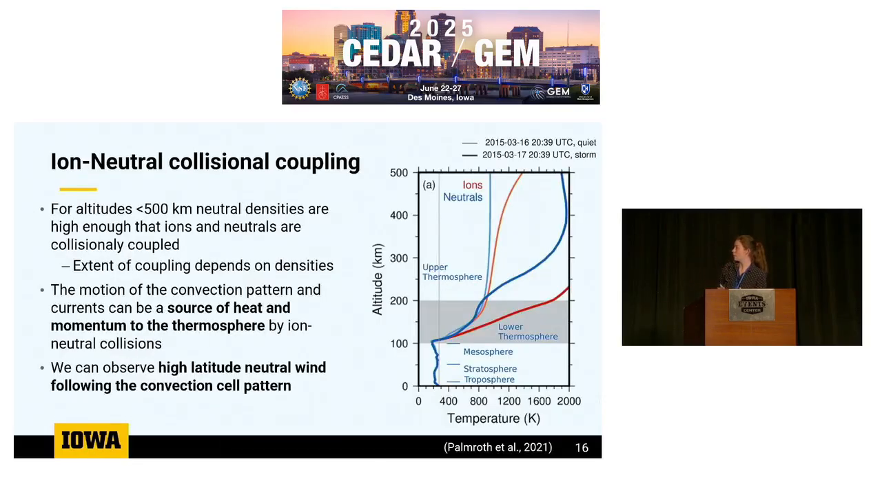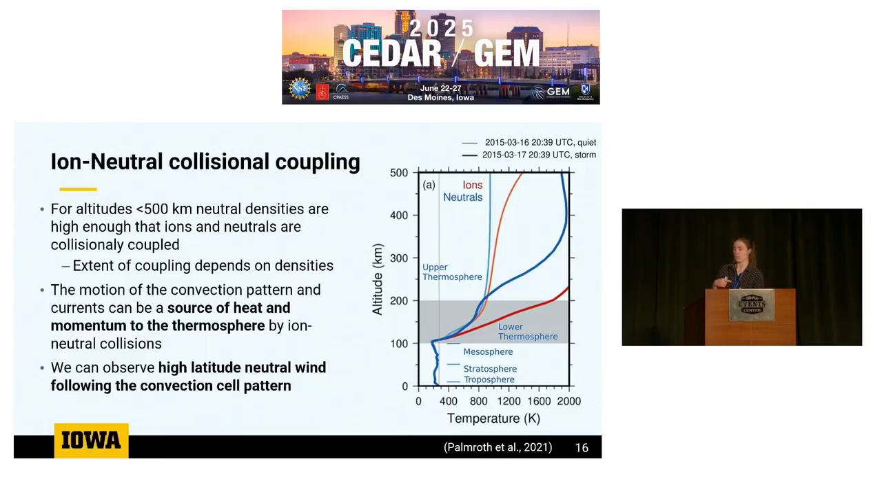One coupling factor between the ion and neutral populations is collisional coupling. The extent of collisional coupling depends on densities. It can be a source of heat and momentum to the thermosphere from the convection pattern and currents in the ionosphere. And we also observe neutral wind dynamics that will follow the convection cell pattern.